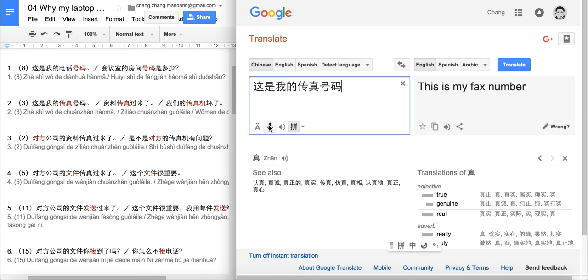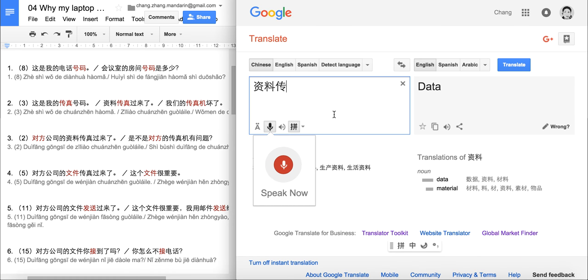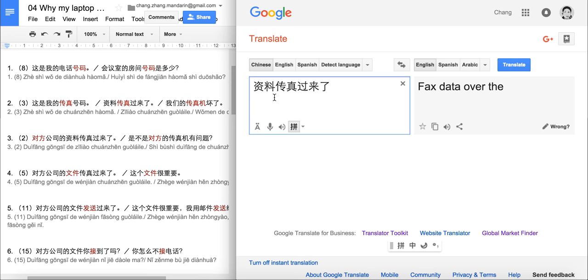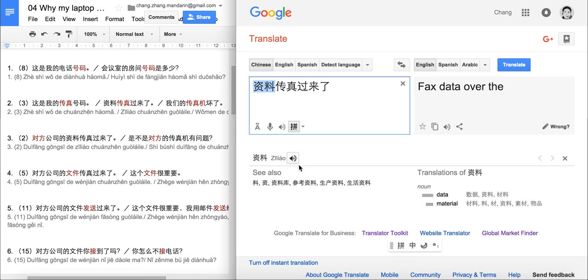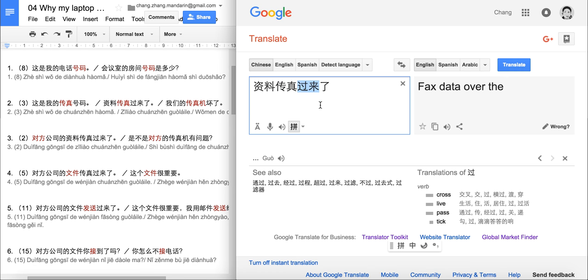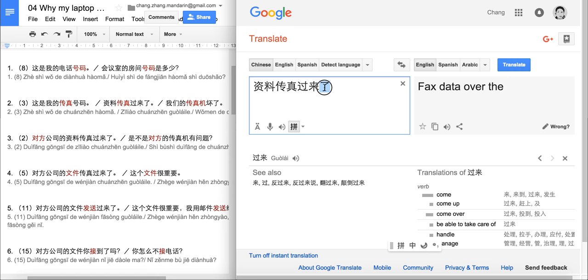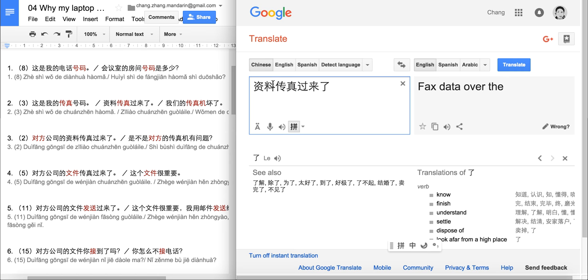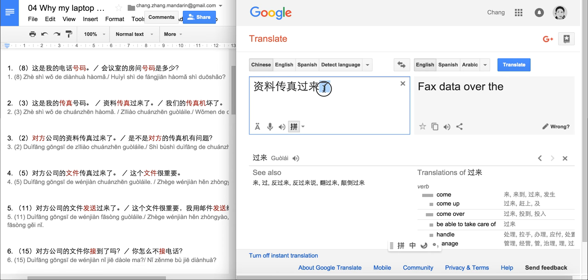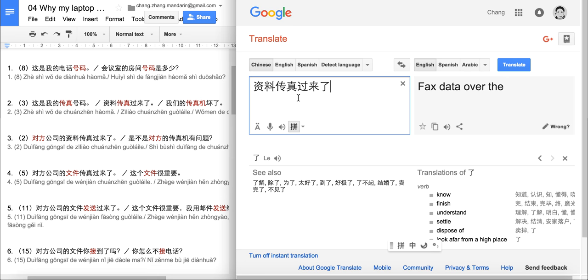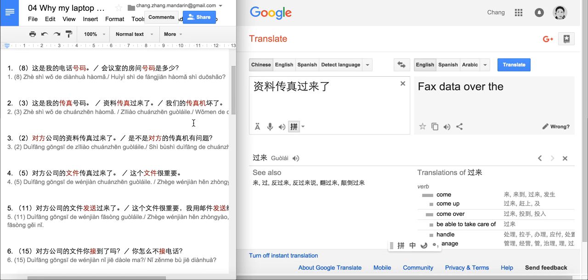资料传真过来了. Okay, remember this one, 资料, from the previous class, that's the data or material, right? Here it normally refers to material. The material, 传真, faxed, 过来, come over, 了, past tense here. So the data has already been faxed over, right? The data has already been faxed over. Okay, next one.